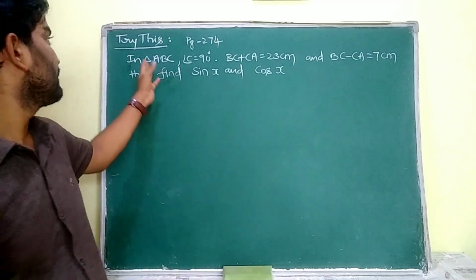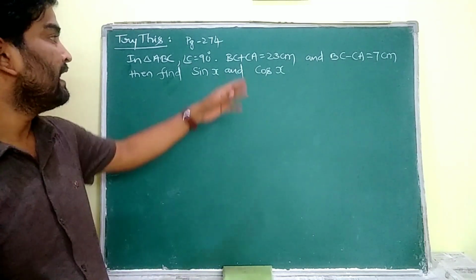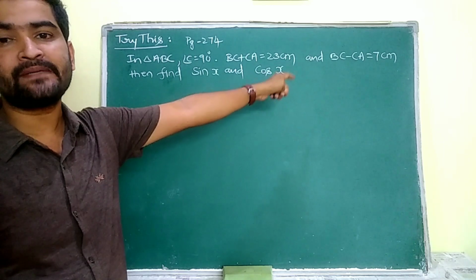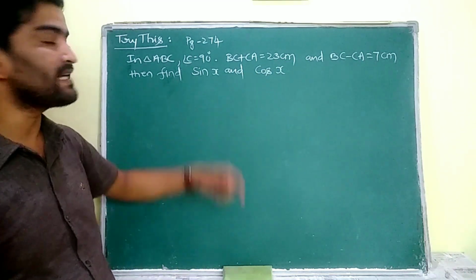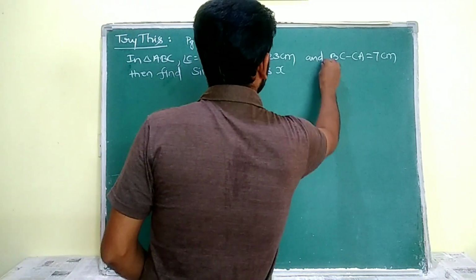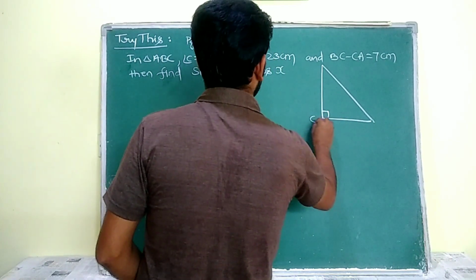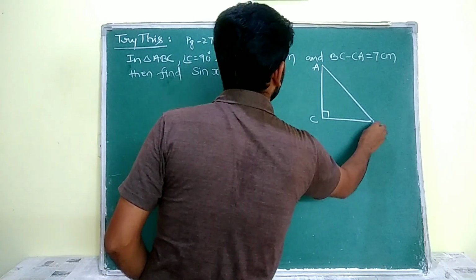In this, try this. In triangle ABC, angle C is equal to 90 degrees, and BC plus CA is equal to 23 centimeters, and BC minus CA is equal to 7 centimeters. Then he is asking you to find sin x and cos x. Firstly, draw the triangle for the given data. Now see ma, in this triangle ABC, okay na, angle C is 90 degrees. Let us suppose it is A and it is B.